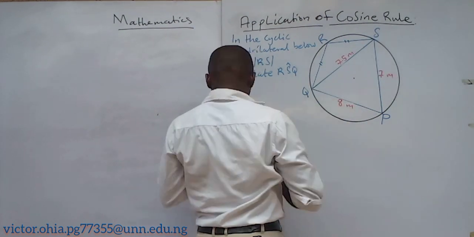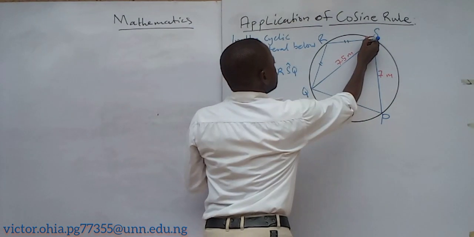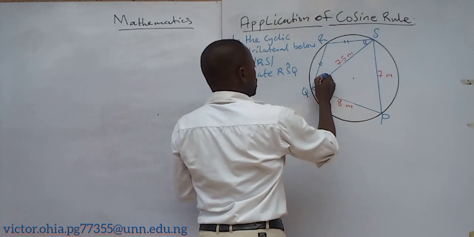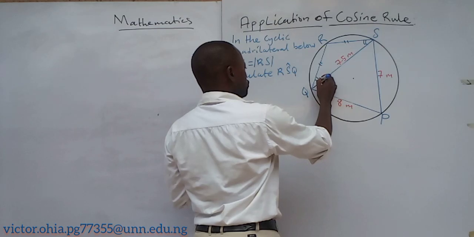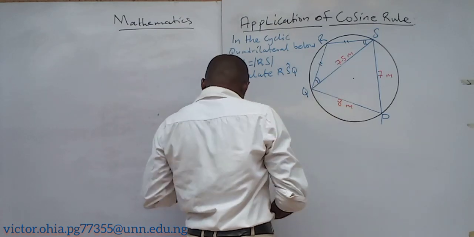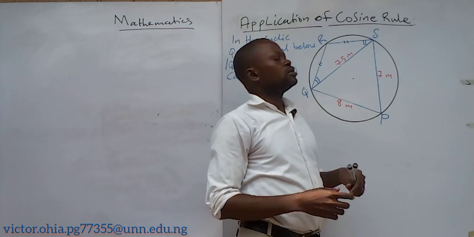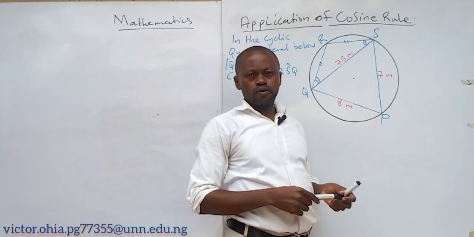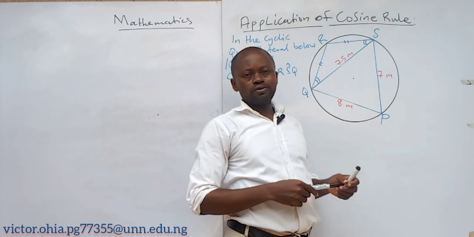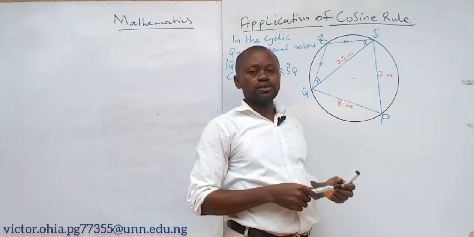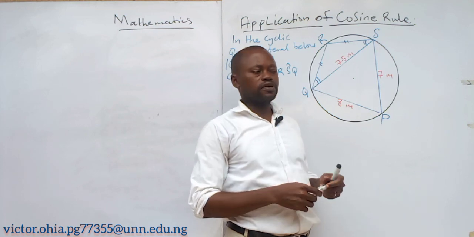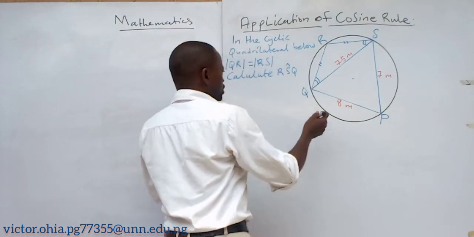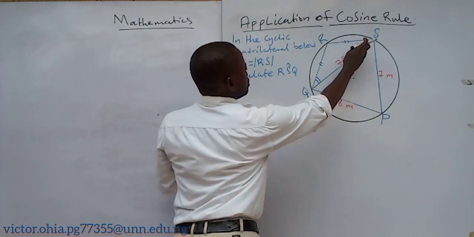RSQ, that is this angle there. They want us to calculate this angle here. Of course, you know that this angle here should be equal to this angle here as well. Because of what? Do you know the reason? The reason is because when you have two sides equal in a triangle, that triangle is called an isosceles triangle, and the base angles of isosceles triangles are equal.